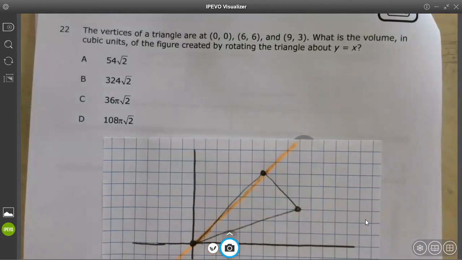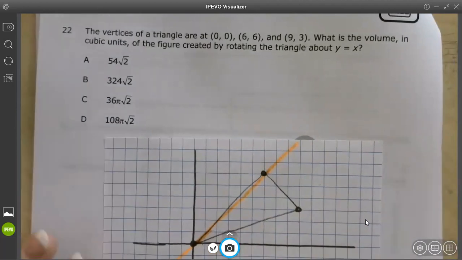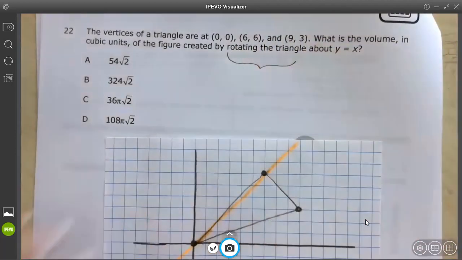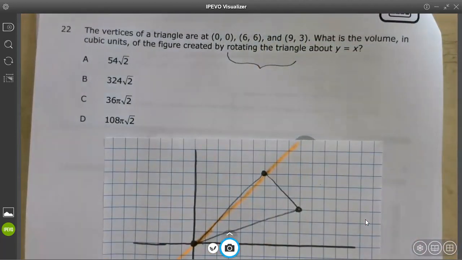So if I rotate that, if I spin a triangle, what figure am I going to make? Think about it. Spinning a triangle. What solid figure would it make?